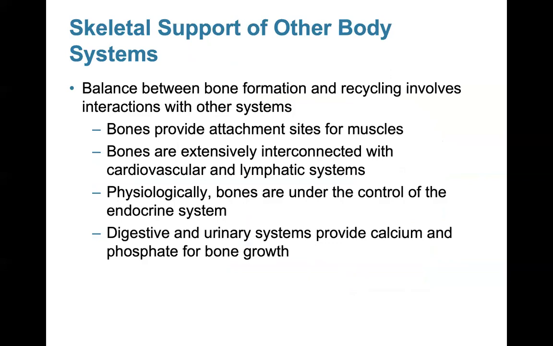So it's a balance between bone formation and recycling, involves interactions with other systems. Bone provides attachment sites for muscles. Bones are extensively interconnected with the cardiovascular and lymphatic systems. Physiologically, bones are under the control of the endocrine system. And then the digestive and urinary systems will provide calcium and phosphate for bone growth.